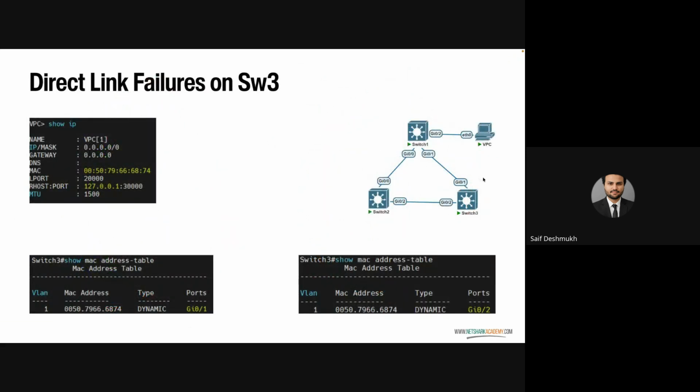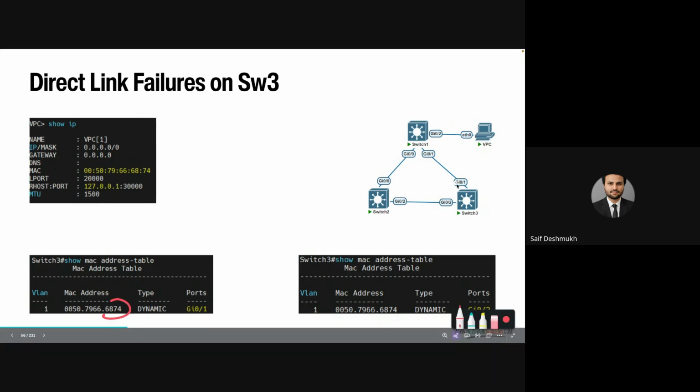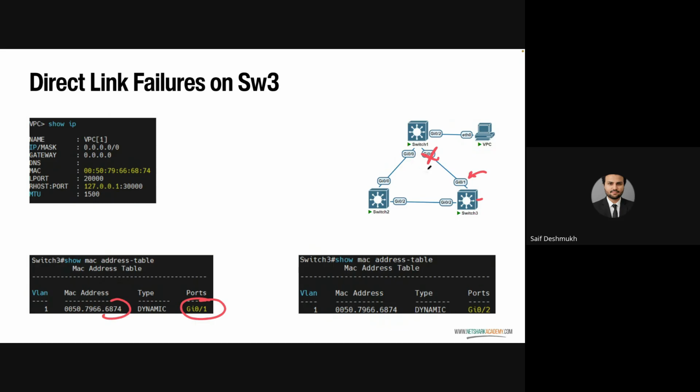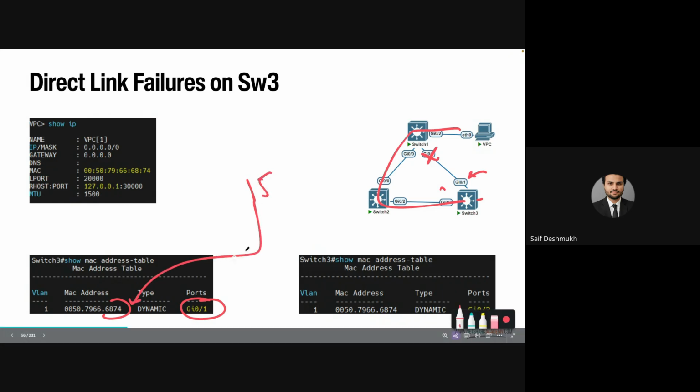What happened because of this 15 seconds? On switch 3, the 6874 MAC address table entry was considered to be on 0/1. But now this interface is gone, and this is the interface that we have to connect with. Because of the 15-second MAC address table aging timer, we removed this entry within 15 seconds. And now, where does the 6874 live? Gigabit 0/2.